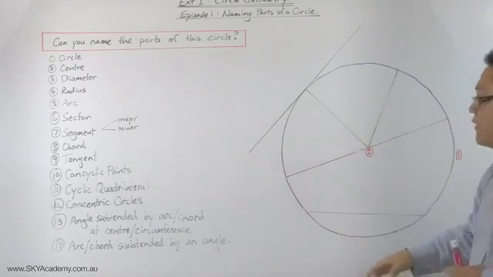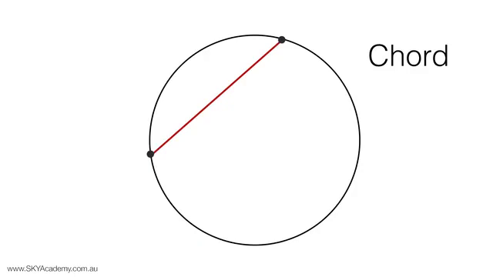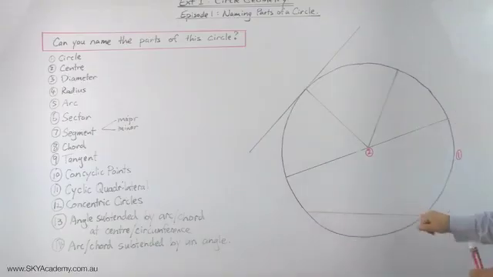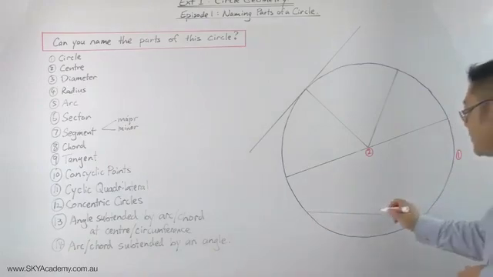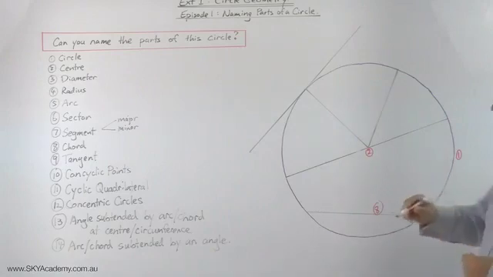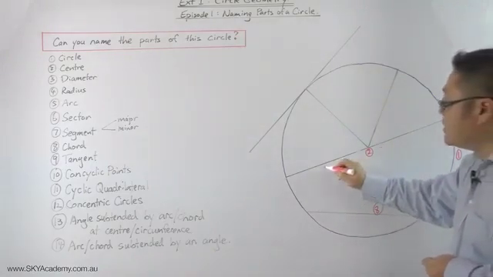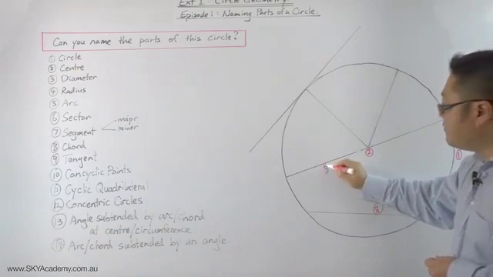So a chord, which is number 8 and which I'm going to go through here, is that, which is basically joining one end of the circle to the other end of the circle. So that's chord. I'm going to jump around a little bit, but a diameter is the longest chord that you can make because it passes through the center. And so that is 3.